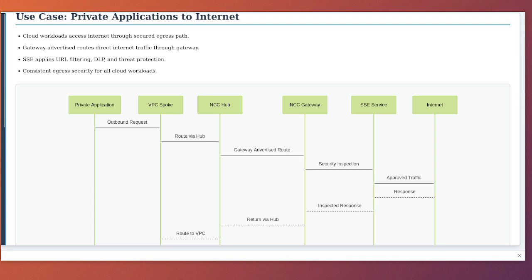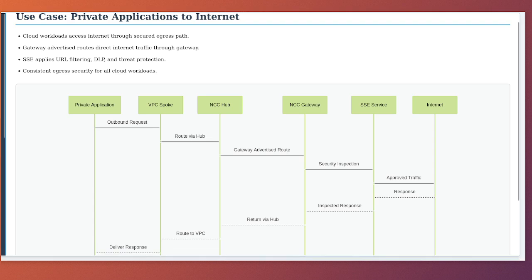When an application initiates an outbound connection, the traffic flows from the VPC spoke through the Network Connectivity Center Hub. The hub routes the traffic to the NCC Gateway because you have configured gateway advertised routes that direct Internet-bound traffic through the gateway. The NCC Gateway receives the traffic from the hub and routes it to the third-party SSE service for inspection. This ensures that all outbound Internet traffic from your workloads is subject to your security policies.